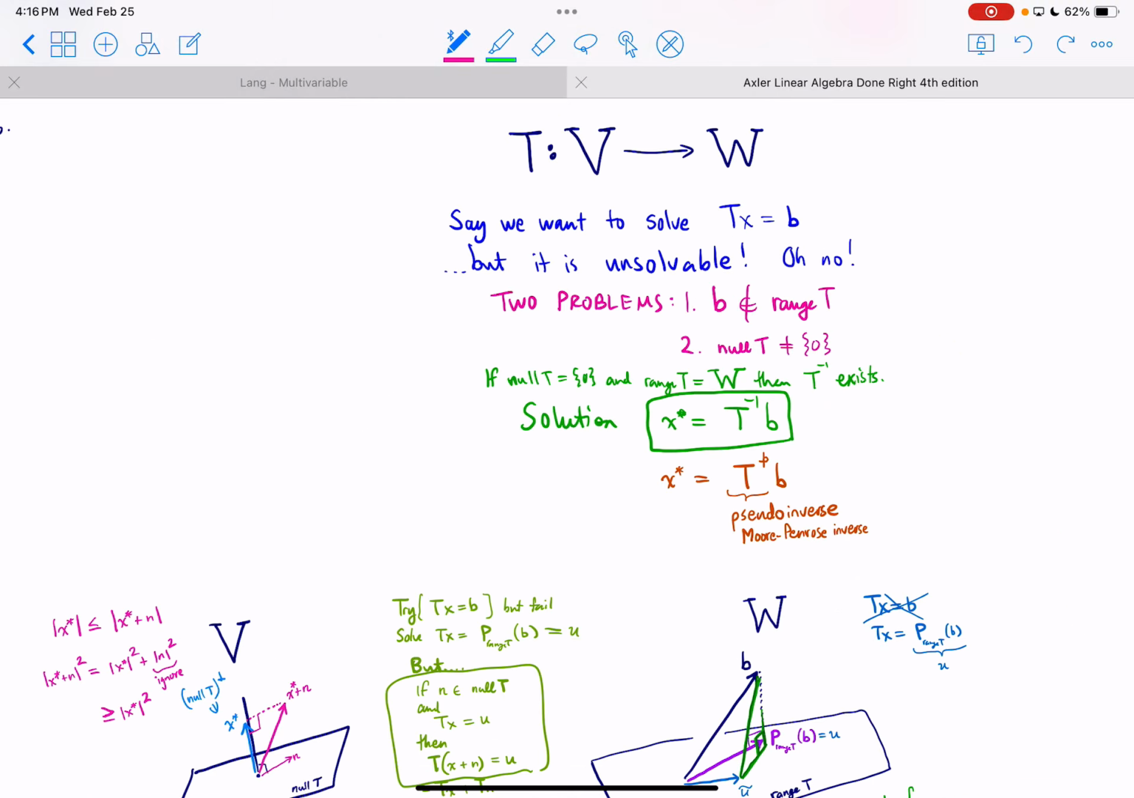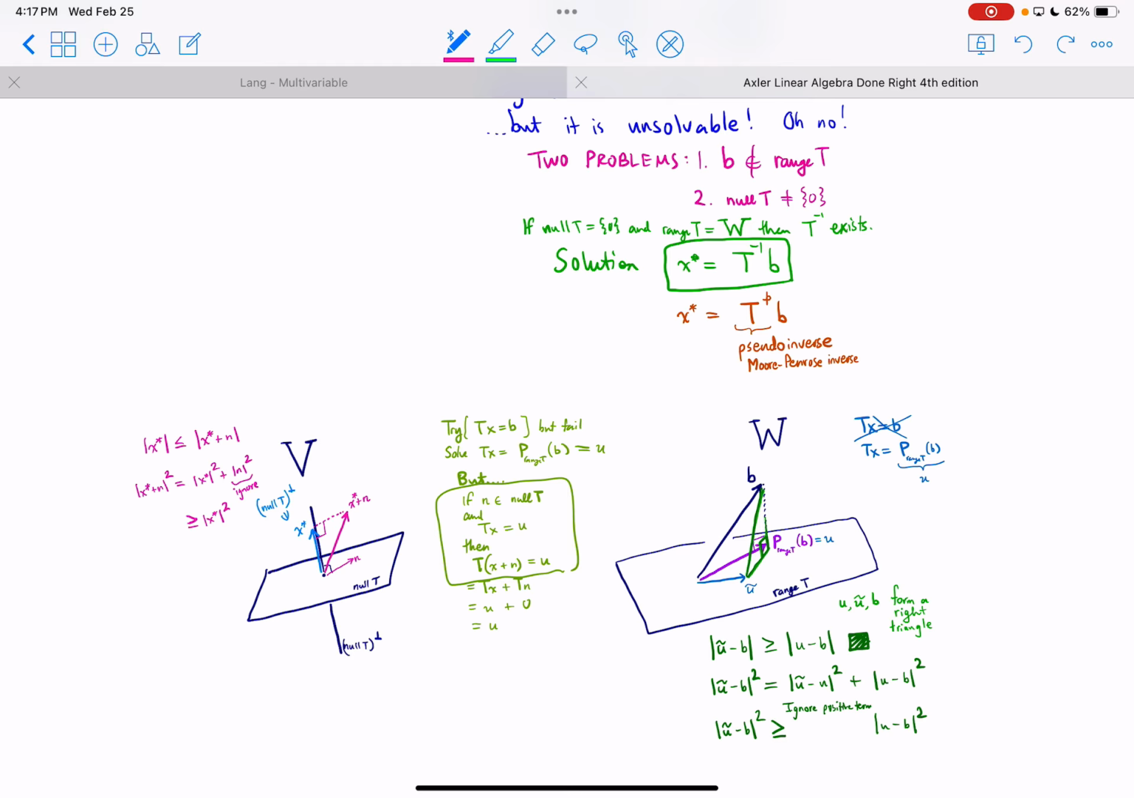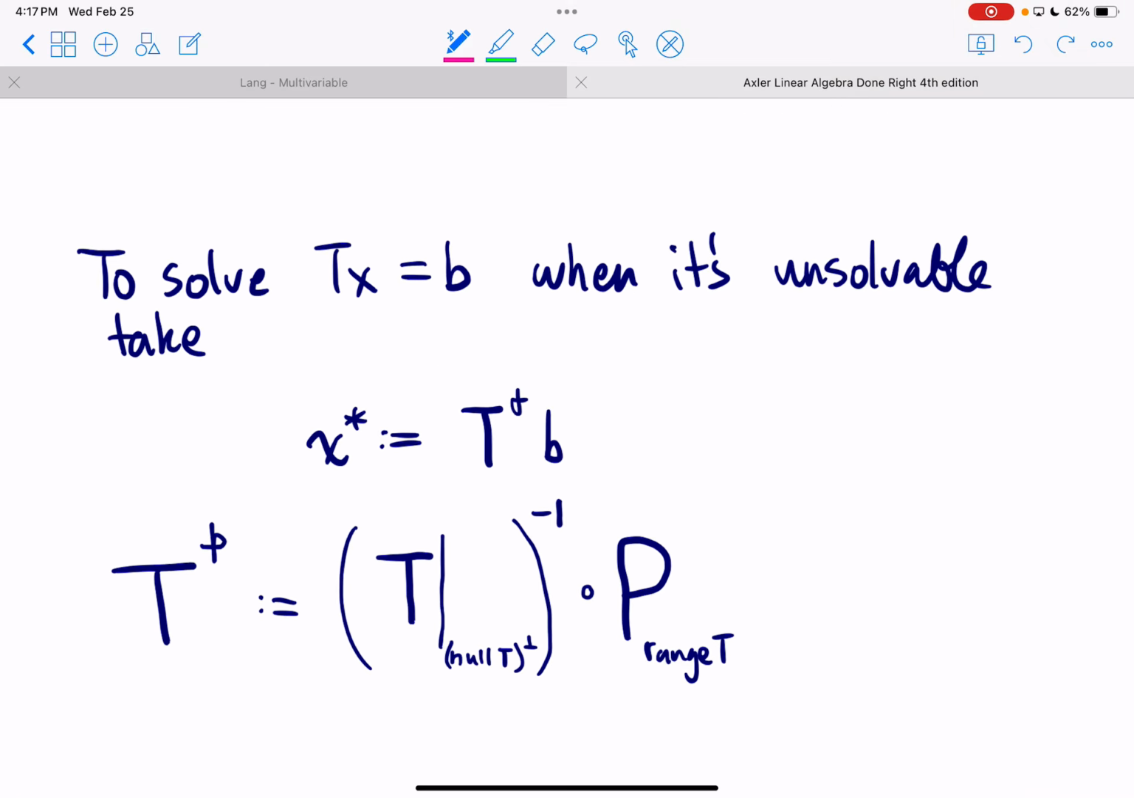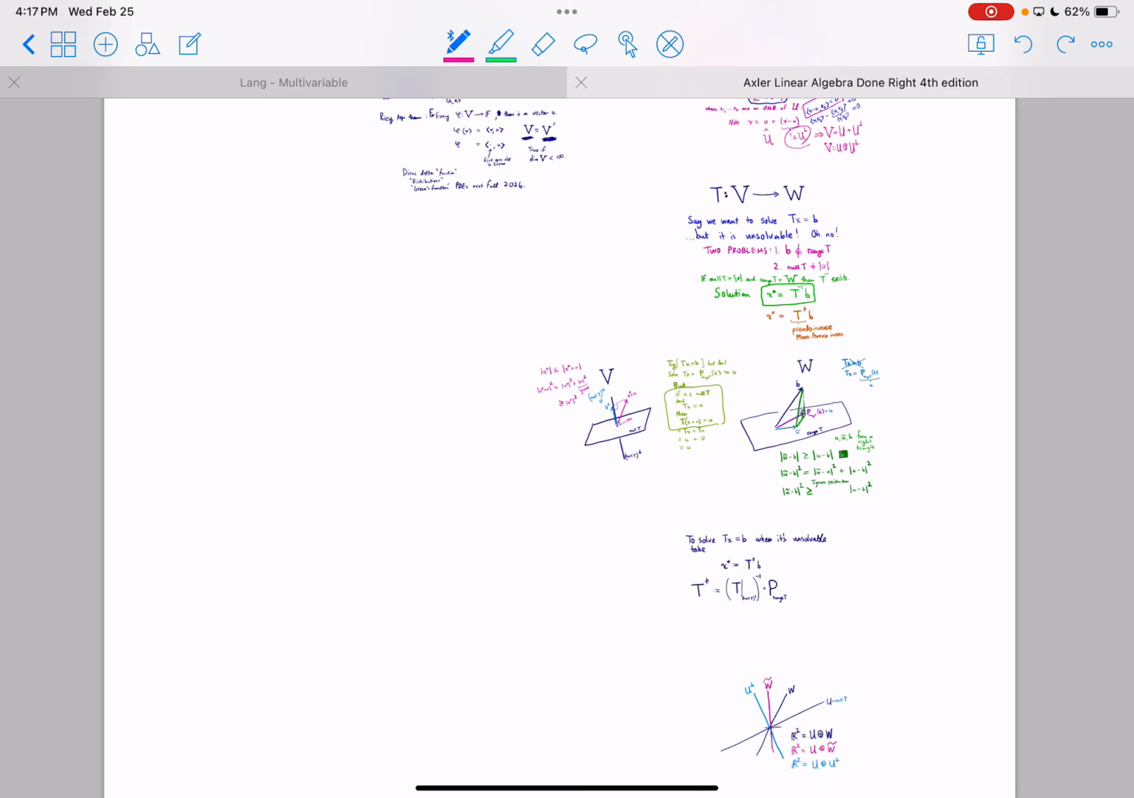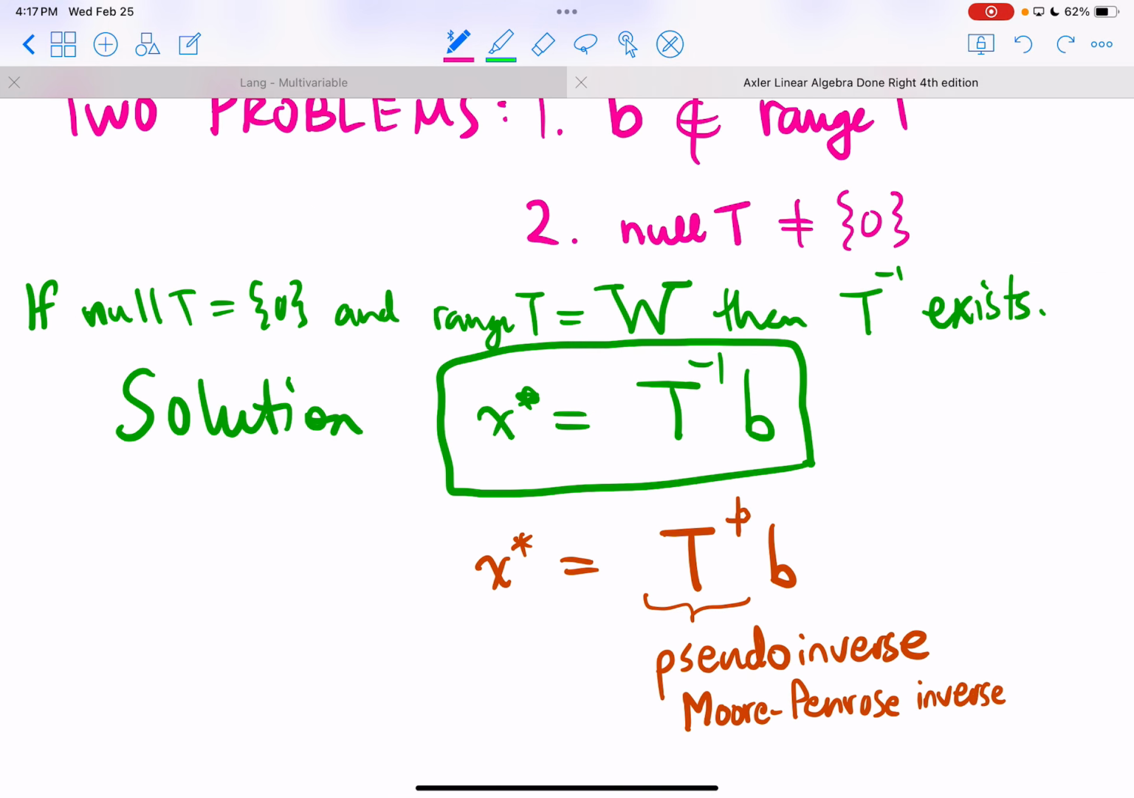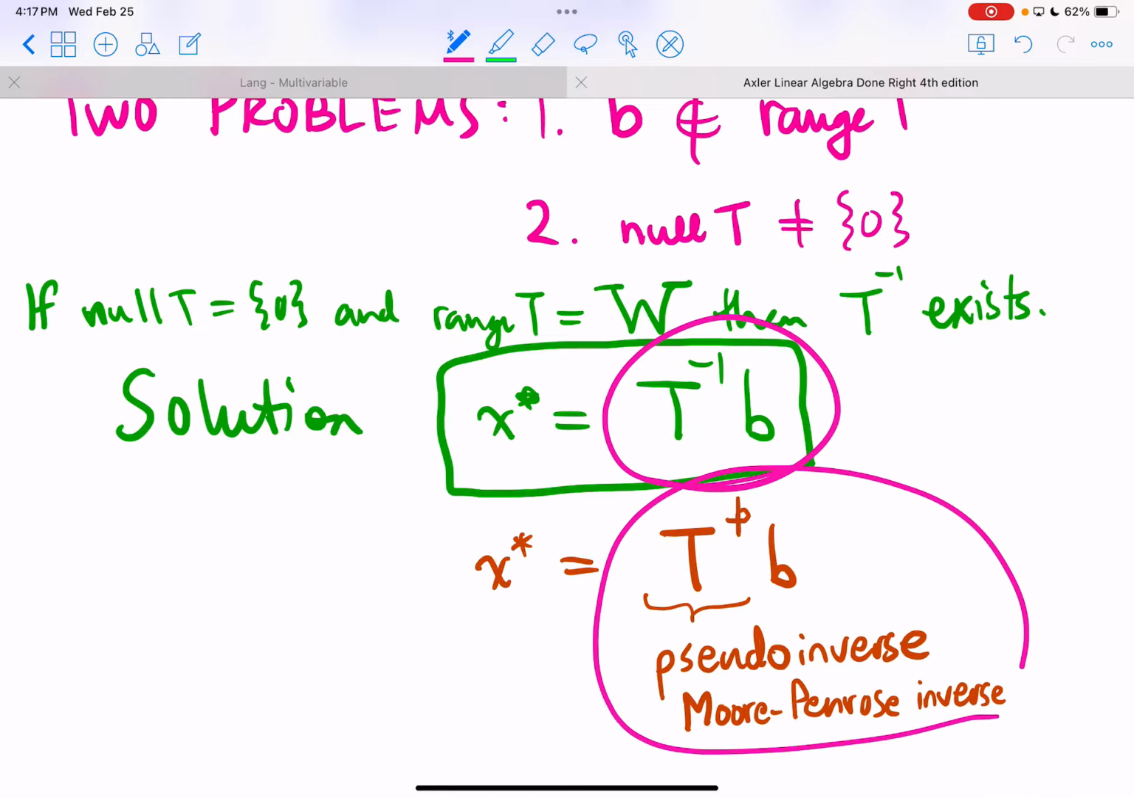Okay, so there's the pseudo-inverse right there. The way to think about it is, look, if t was invertible, our answer would be x equals t inverse b. That solves tx equals b. But if t is not invertible, that's where we use this. Okay, I'm just repeating myself a million times, so I'm going to stop.